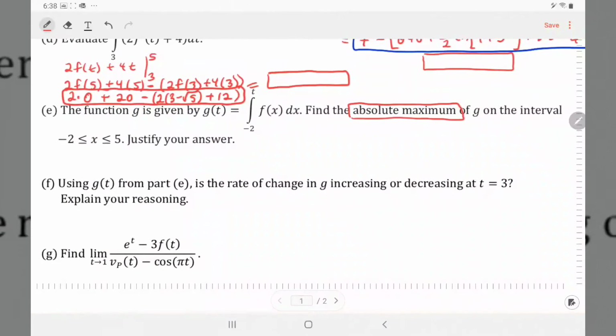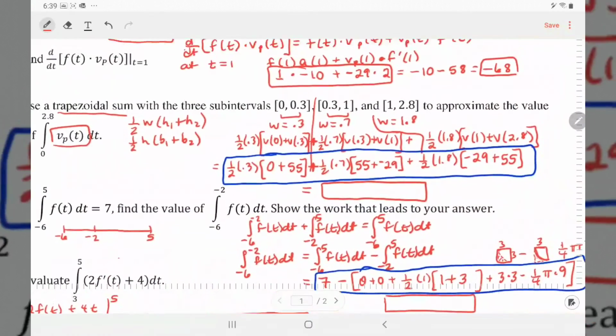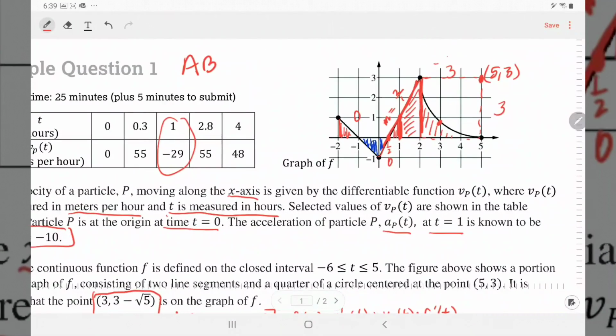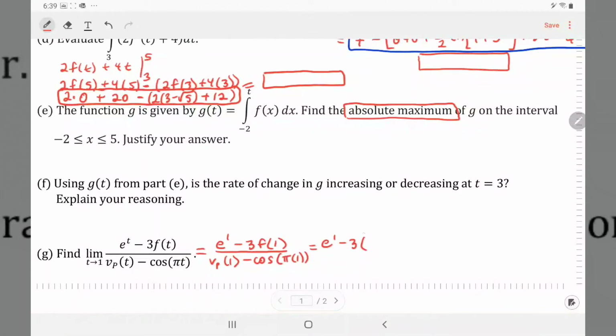That's e to the 1 minus 3f of 1 over v of 1 minus the cosine of pi times 1. So that would be e to the 1 minus 3 times, oh, maybe it's not L'Hopital. f of 1 is 1. Yeah, so it's not L'Hopital, because for L'Hopital you need to have 0 in the numerator, and we don't have 0. v of 1 is negative 29. So don't use L'Hopital unless you get 0 over 0 or infinity over infinity.